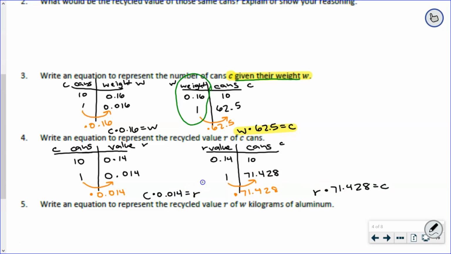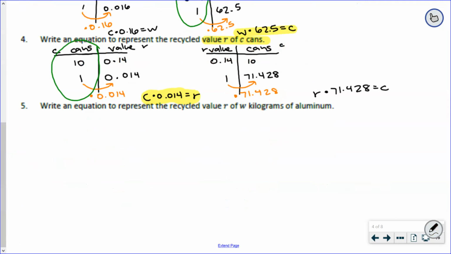Two equations. Which equation is the one that they're asking for? Write an equation to represent the value R of cans. So that means we know the number of cans. We're trying to figure out, when I know the number of cans, how much money am I going to get? And so it is actually C times 0.014 is equal to R. How many of you guys figured out the right one there? Most of you. Okay. And let's finish up here, our final one.